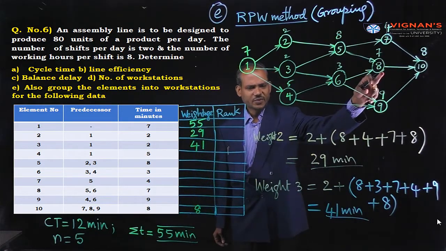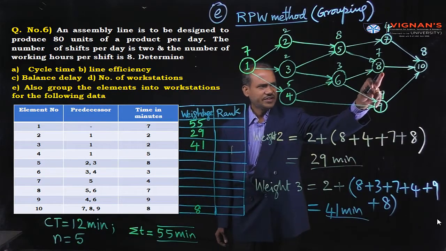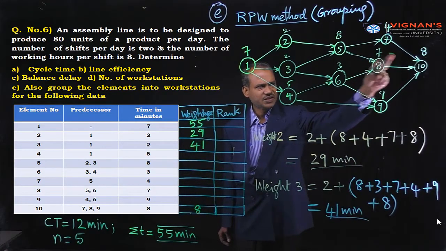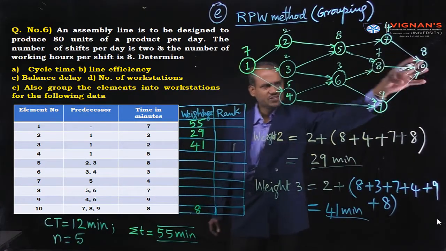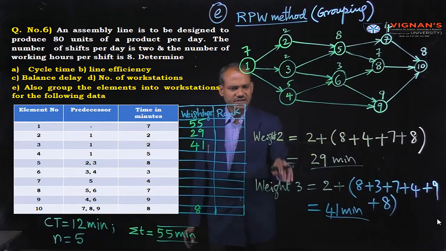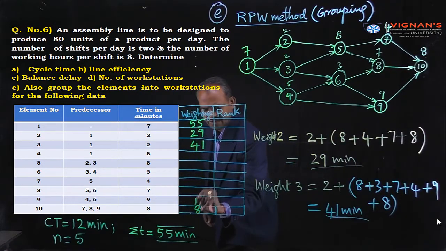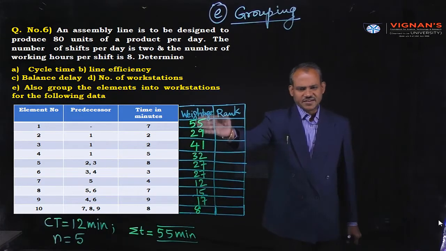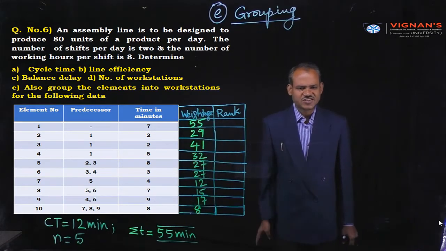For element number 8, what is the weightage? 7 plus 8, that's all. 7 plus 8 is 15. Okay, we have calculated weightage for each element.